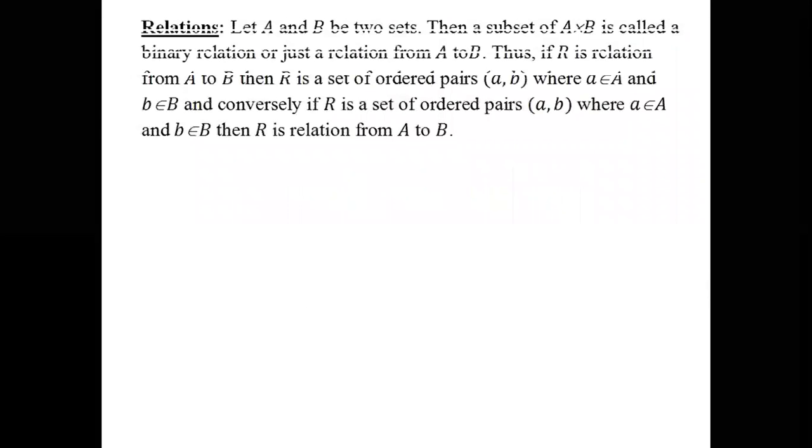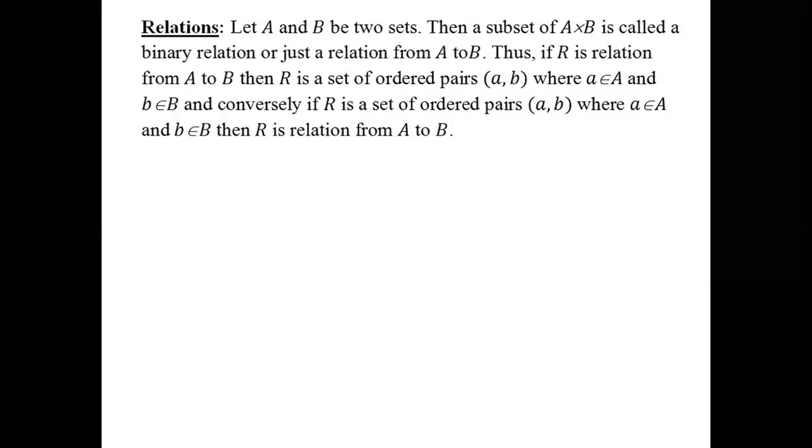First, let us see the definition for relations. Let A and B be two sets. Then a subset of A cross B is called a binary relation or just a relation from A to B. We are considering two sets A and B. A cross B is a set of all ordered pairs (a, b) such that a belongs to the set A and the element b belongs to the set B. We discussed that in the Cartesian product of sets. So the subset of A cross B is called a binary relation or just a relation from A to B.